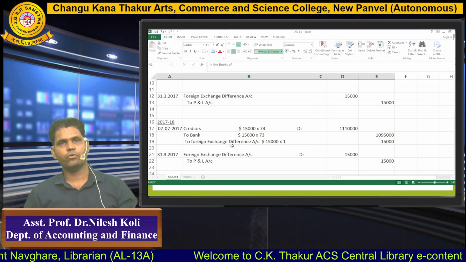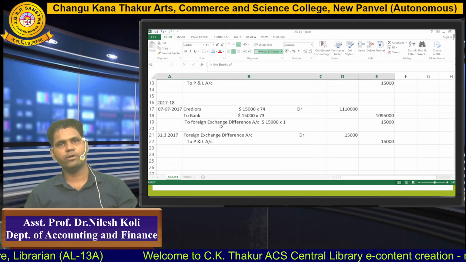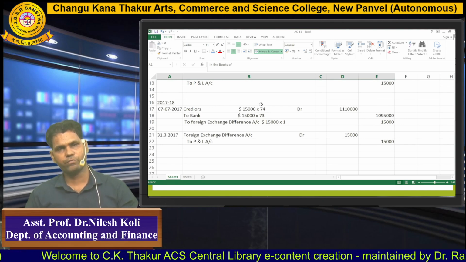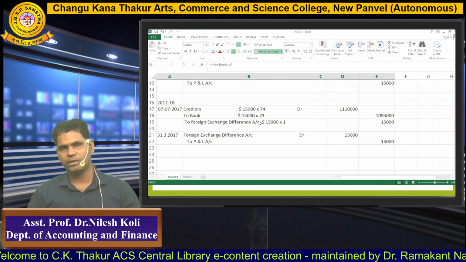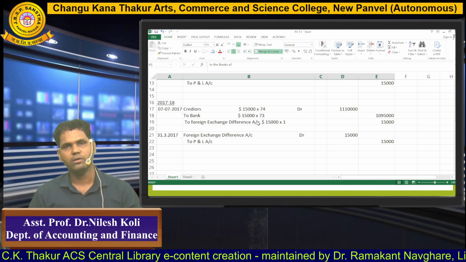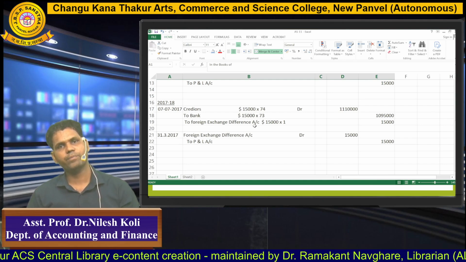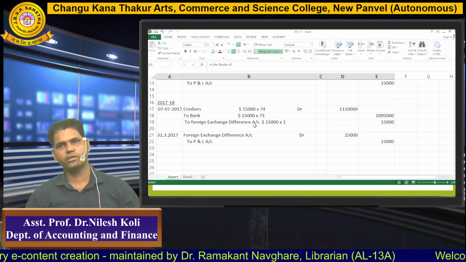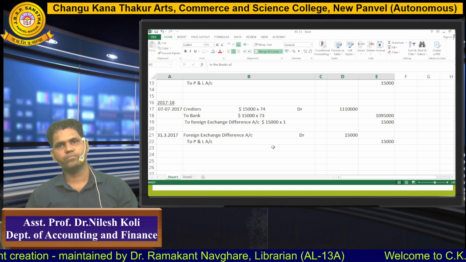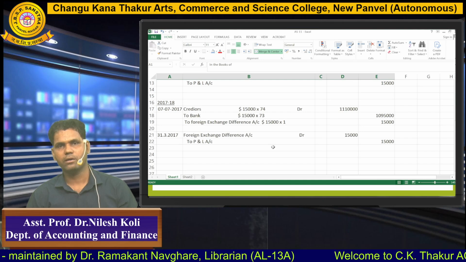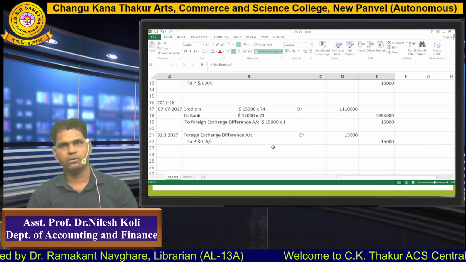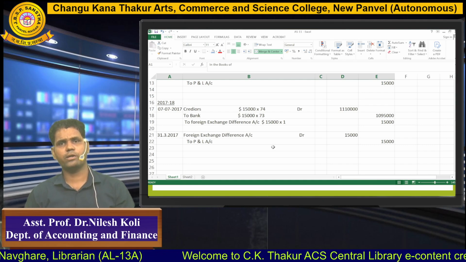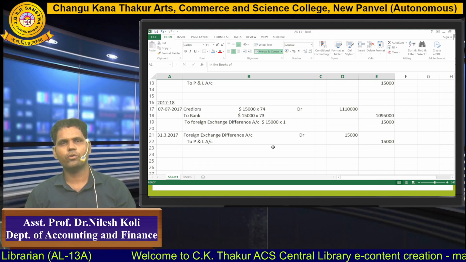Then further for 2017-18, we are making the payment on 7 July 2017. So the creditors account is debited at the rate of 74, because we recorded the transaction at 75, and we are making the payment for $15,000 at the rate of 73, so that comes to 10 lakh 95,000. Again, there is a gain in the foreign exchange, so the amount has been transferred to the foreign exchange difference account. So $15,000 multiplied by 1, so 15,000 is there.